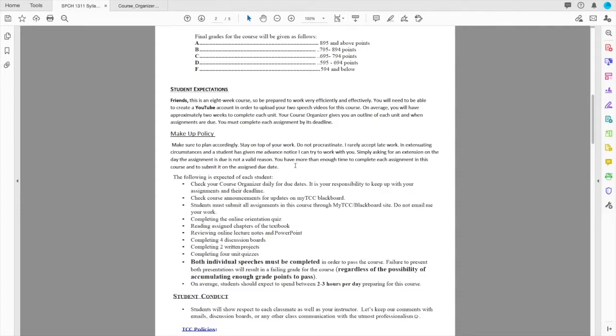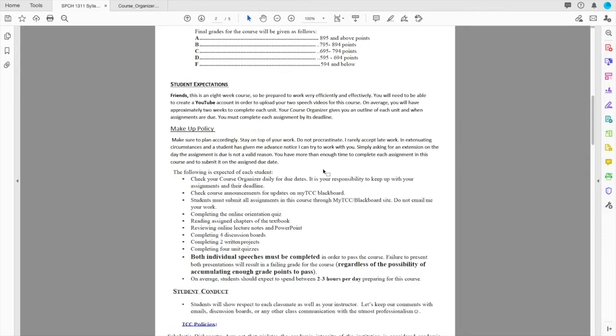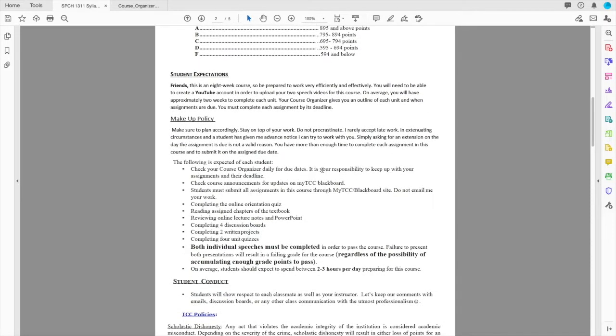Makeup policy. Again, make sure to plan accordingly. Stay on top of your work. Do not procrastinate. I rarely accept late work. In extenuating circumstances, if a student has given me advance notice, I can try to work with you. Simply asking for an extension on the day the assignment is due is not a valid reason. You have more than enough time to complete each assignment in this course and submit it on the assigned due date.